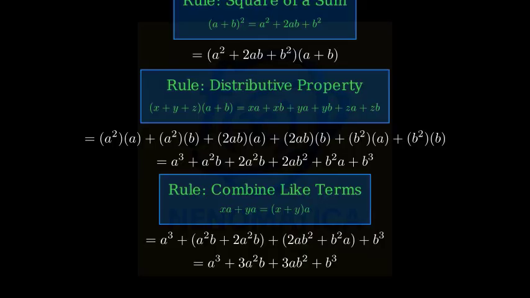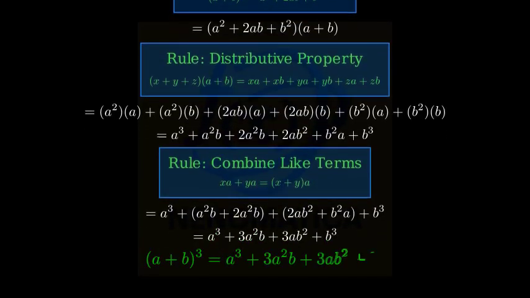And there we have it. We've successfully proven that the cube of the sum of two terms, a plus b cubed, equals a cubed plus 3a squared b plus 3ab squared plus b cubed. This formula is extremely useful in algebraic expansions and is an example of a binomial expansion.